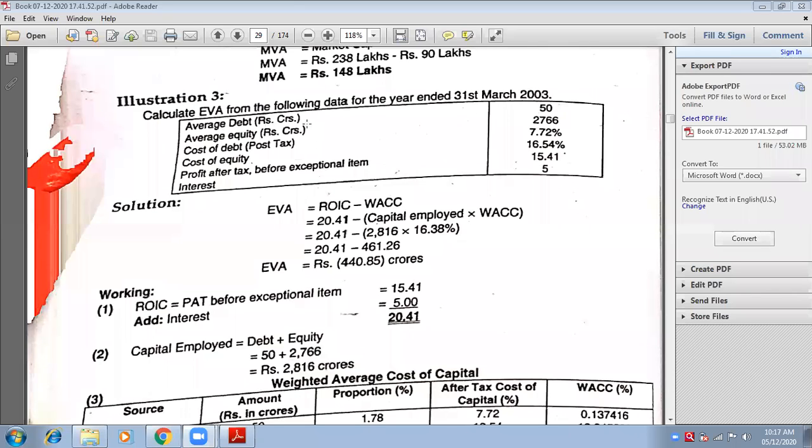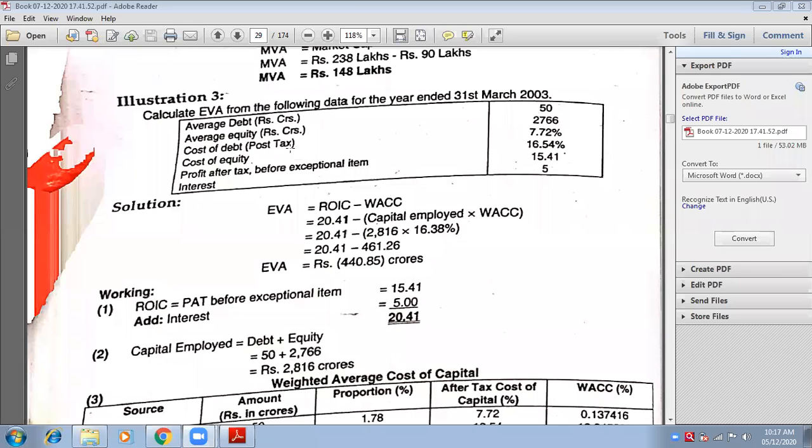Average debt in crores is 50. Average equity in crores is rupees 2,766. Cost of debt post tax. Post tax means after tax. You must remember that while calculating EVA, we always convert cost of debt into after tax by applying the formula of KD (1 minus T).